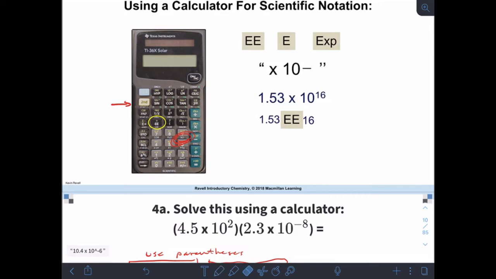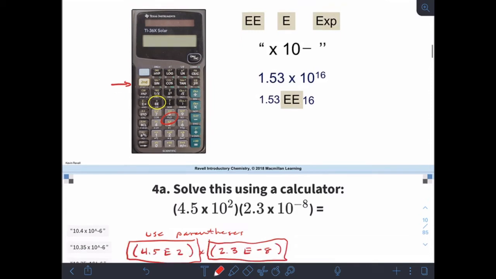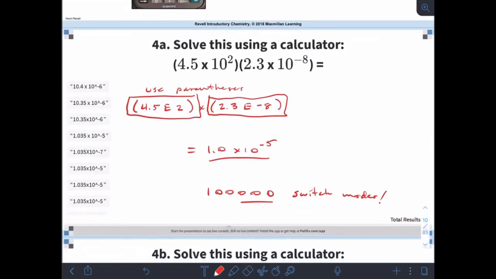Now the other thing that you can do is, if you want to get out of scientific mode, you see this FLO, right? That will take you back to standard notation. So if your calculator shows you this one with all the zeros, hit the second SCI button and it should show you this, in scientific notation. It's very, very useful to be able to go back and forth between standard and scientific.